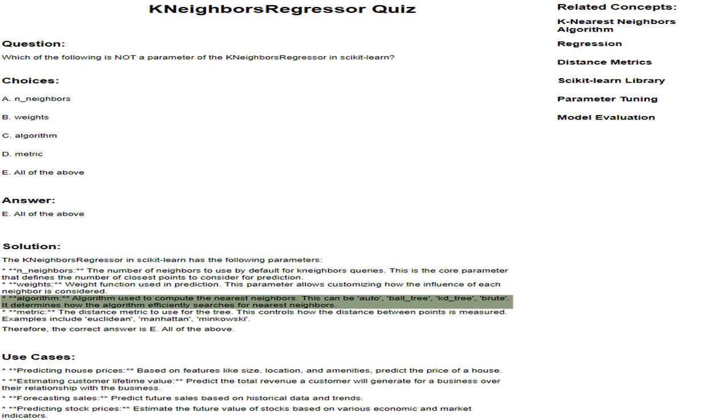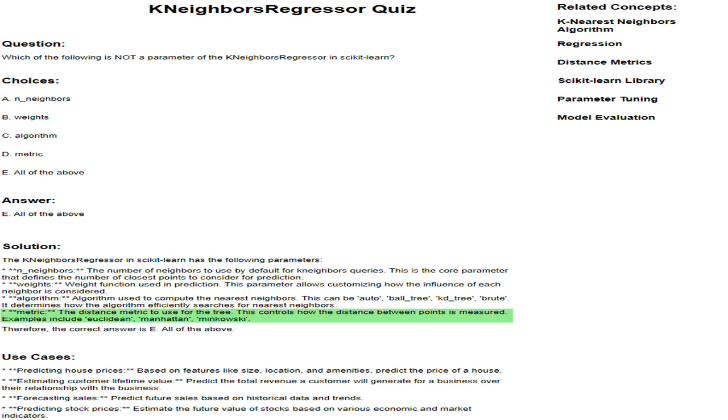Algorithm used to compute the nearest neighbors. This can be auto, ball tree, KD tree, brute. It determines how the algorithm efficiently searches for nearest neighbors. False. The parameter algorithm controls the method used to find the nearest neighbors, impacting the efficiency of the algorithm. It is a valid parameter of k-neighbors regressor, making it an incorrect answer.